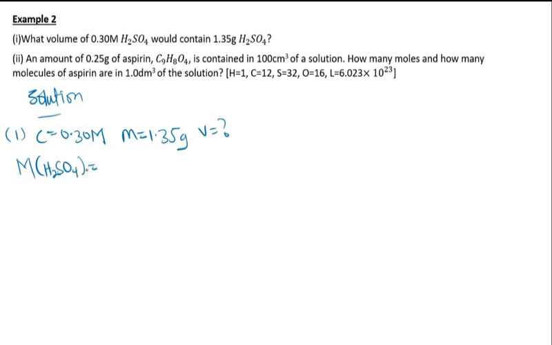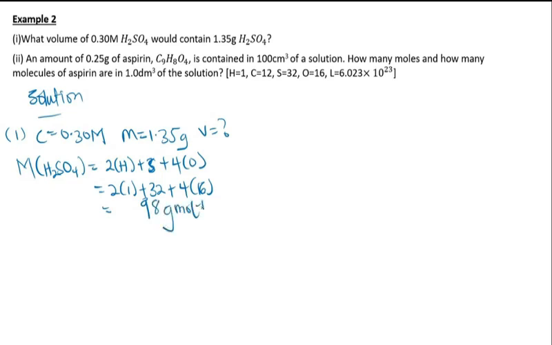And this is equal to twice hydrogen, plus sulfur, S, plus 4 times oxygen. This is 2 into bracket 1 plus 32 plus 4 into bracket 16. The sum of all these numbers is equal to 98 gram per mole.